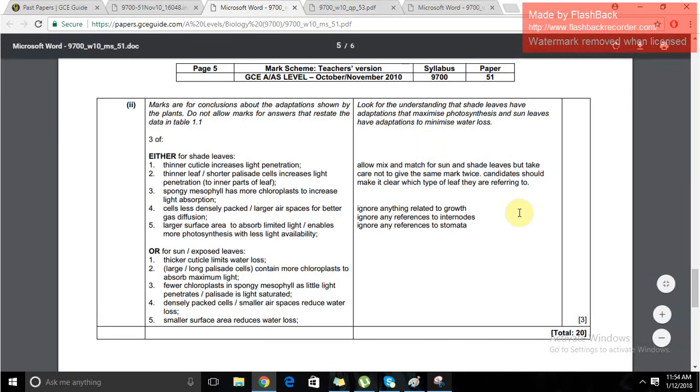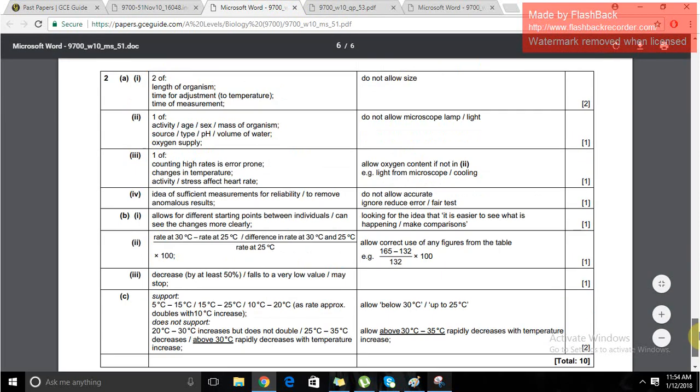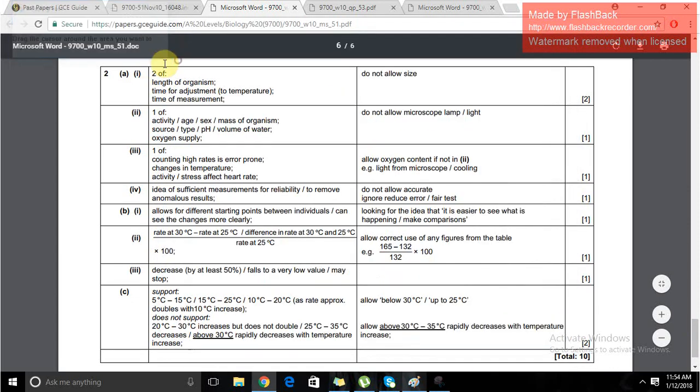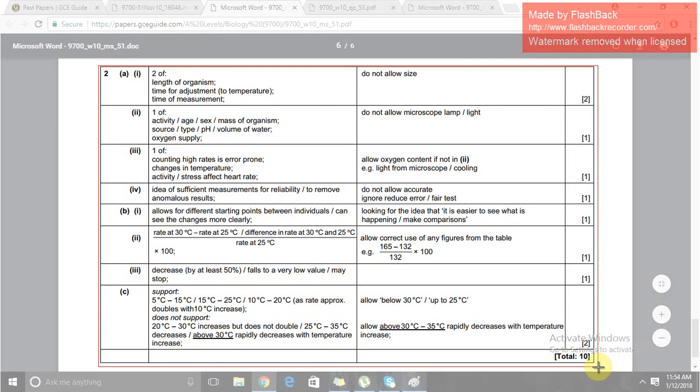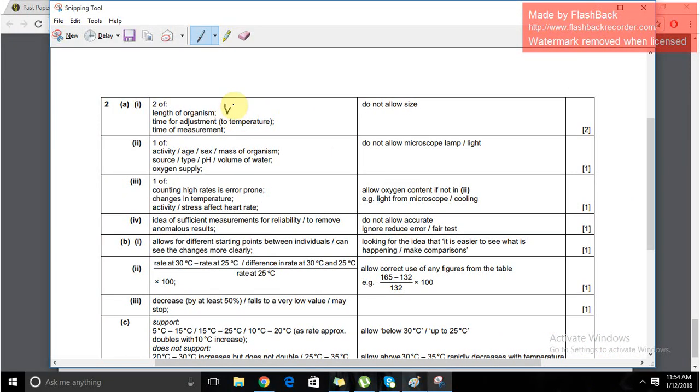So let's see. Length of the organism, time for adjustment, time of measurement, activity, age, sex, mass of organism. Counting high rates is error prone. Temperature changes or activity. Yep, this was wrong though. Idea of sufficient measurements for reliability.